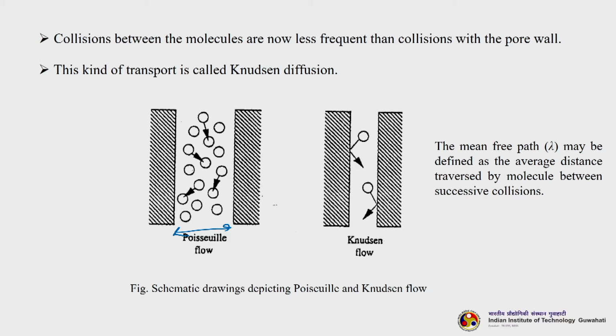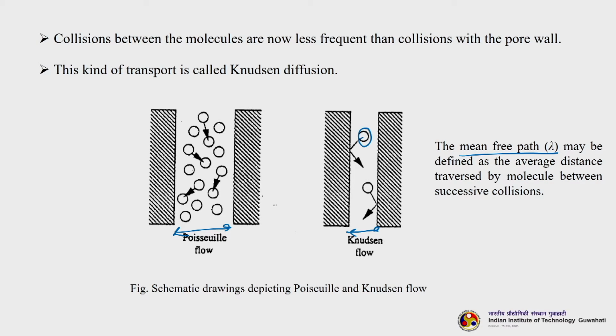Now, when will the pore wall come into the picture? When the pore size decreases, you see this pore size is smaller. So, here the pore wall will have an effect. How? Through the mean free path. Now, what is mean free path? Mean free path may be defined as the average distance traversed by a molecule between two successive collisions.